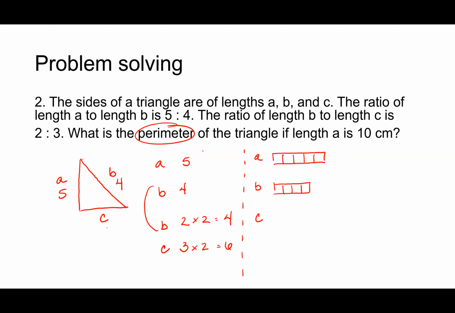All right, so C has 6 units, and I'm going to go over here and fill in this bar model that I started making for the second part of the problem. We've got 5 to 4 to 6. All right, so it says, what is the perimeter of the triangle if the length is 10 centimeters? So remember, perimeter is all the way around, right, guys? Okay, where do I put that 10 centimeters on my bar model?